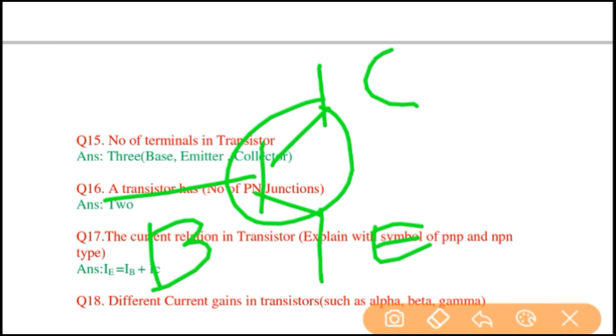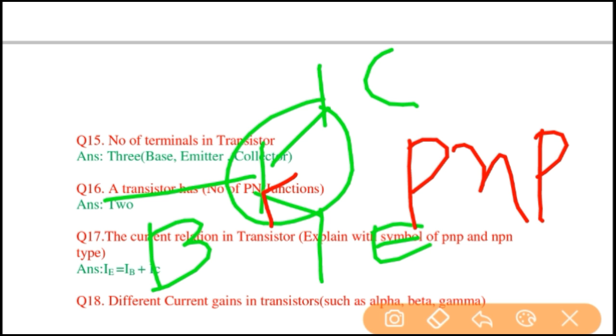For an NPN transistor, the arrow in the emitter is outside. This is an NPN transistor. When this arrow is inside, we call it a PNP transistor.